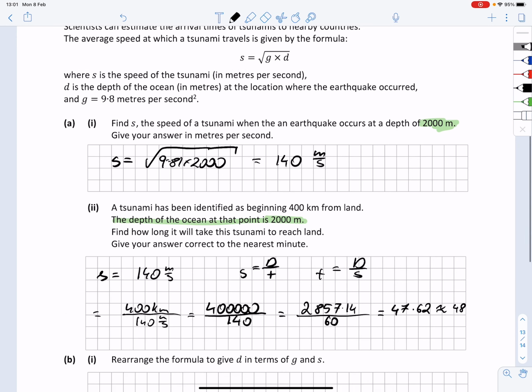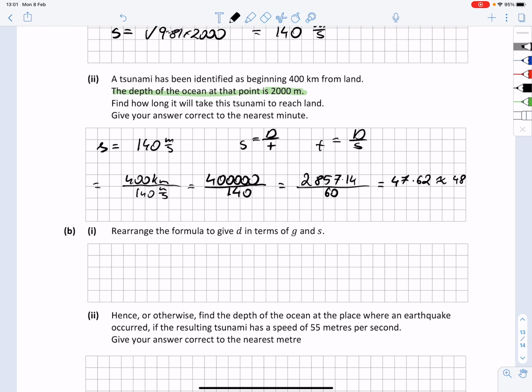So that's 48 minutes. So next part of this question is to rearrange the formula to give D in terms of G and S. So let's write the formula again. S is equal to root of G multiplied by D. So first thing I'm going to do, I'm going to square both sides to get S squared equals G multiplied by D. And from here I can divide both sides by the coefficient of the unknown variable, G, to get that D equals S squared divided by G.